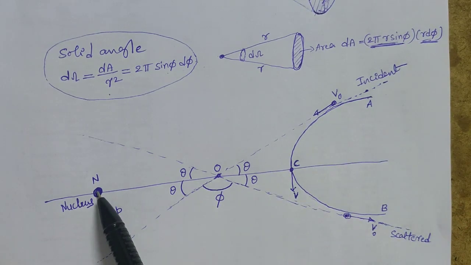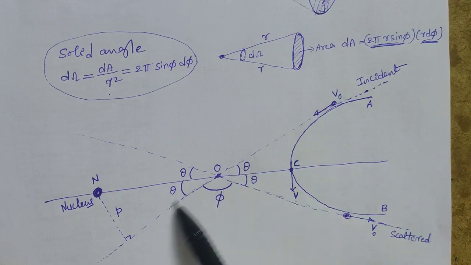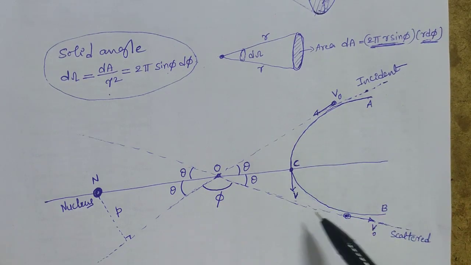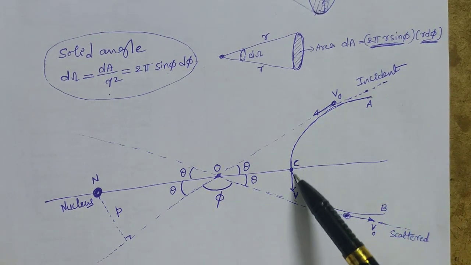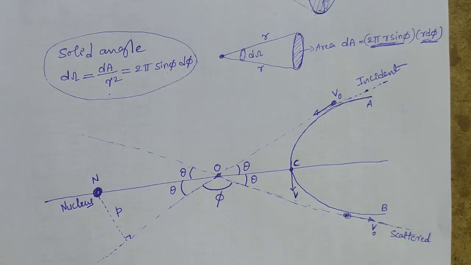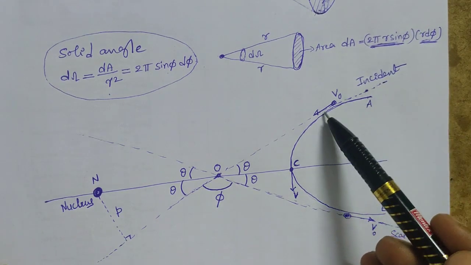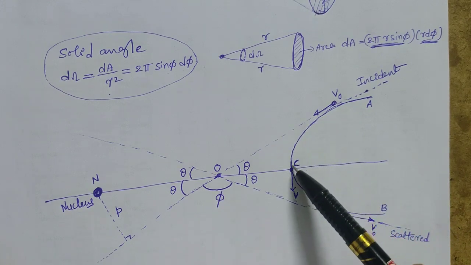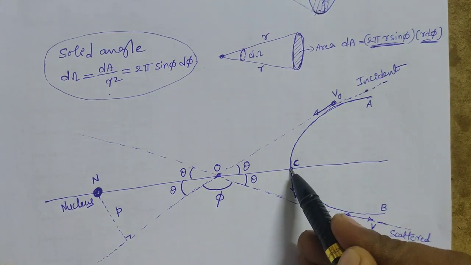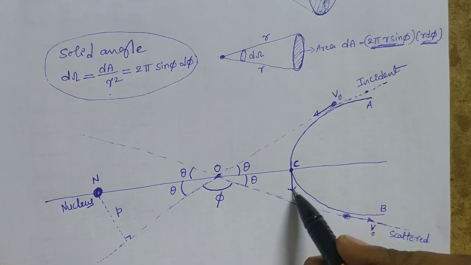Here is a nucleus, which is positively charged. Obviously they will not go straight, they will be repelled. They will go in a curved path, generally known as a hyperbola path. They are coming like this and they are deflected. So they are scattered, and this is the least distance of approach or closest approach.